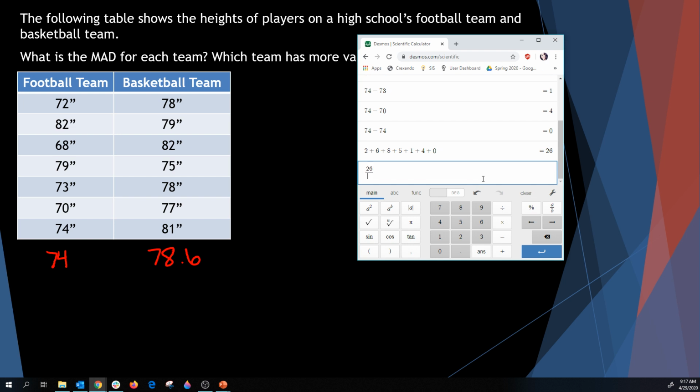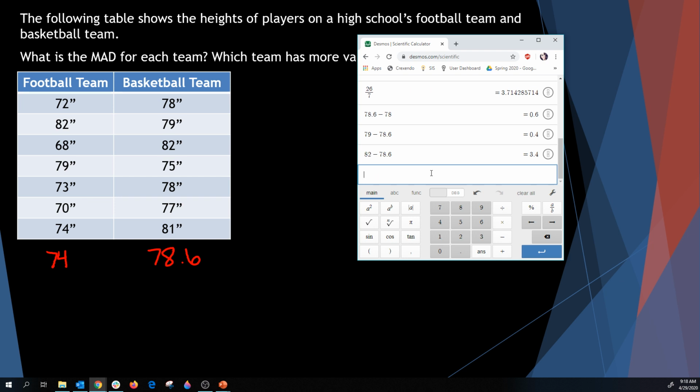So we need to do 26 divided by the total number of numbers we added together, which would be 1, 2, 3, 4, 5, 6, 7. That 0 counts as a number. And that would give us 3.7. So now let's do the same thing with the basketball team. Then we have 82.